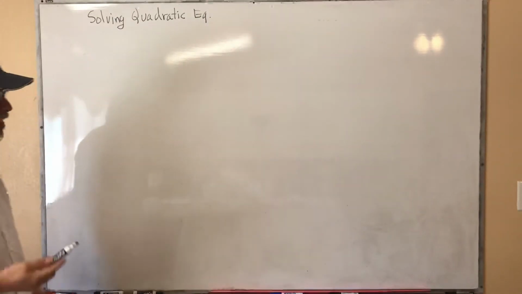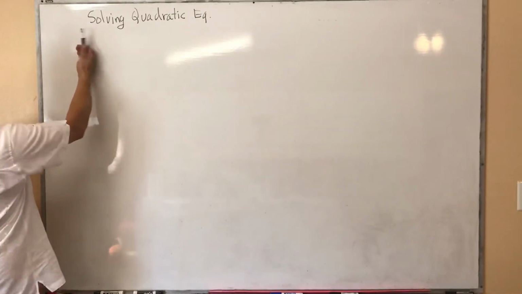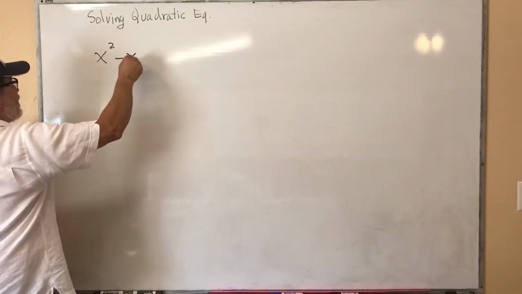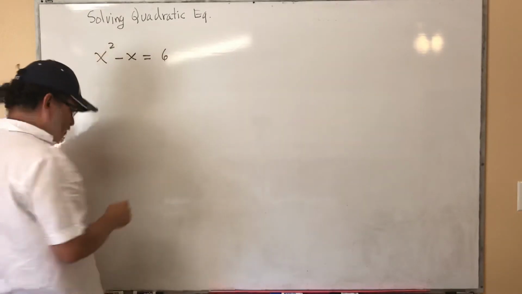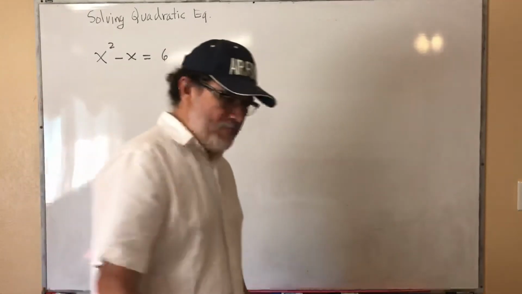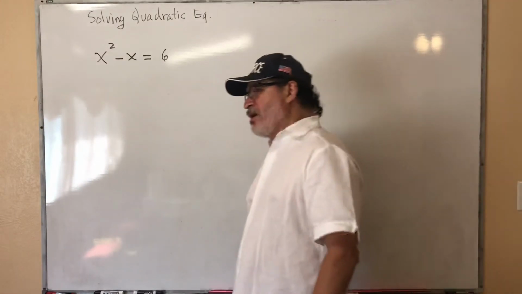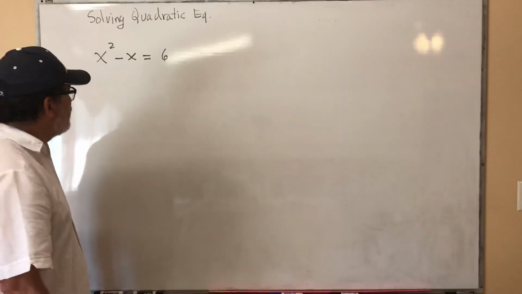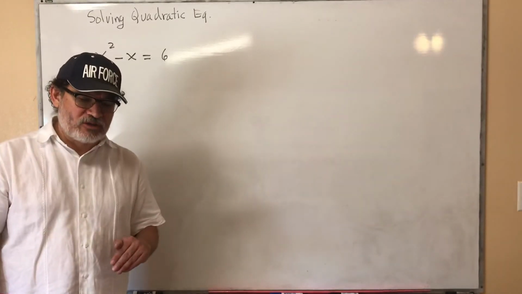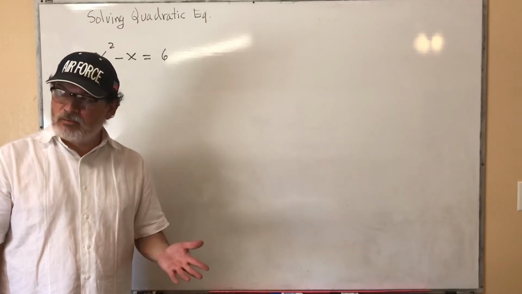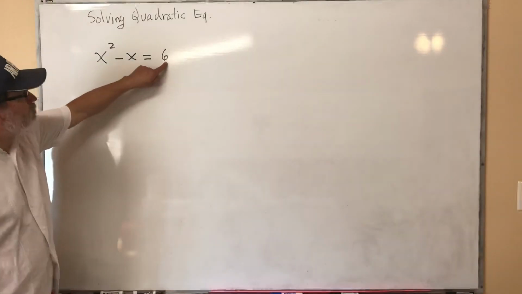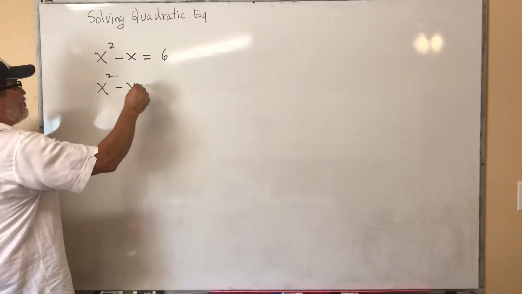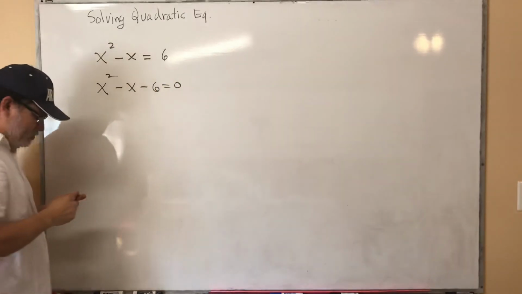Okay. If we have the following, solve x squared minus x equals 6. This is a quadratic equation. We can solve this quadratic equation. To solve quadratic equations, you need to set one side equal to 0. Okay, no problem. Bring it over. x squared minus x minus 6 equals 0. That's the first step.